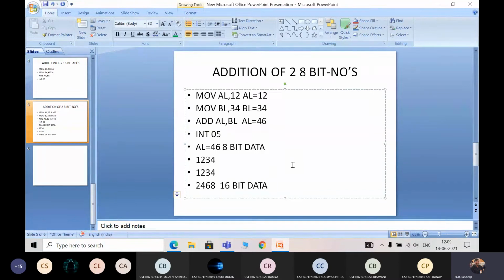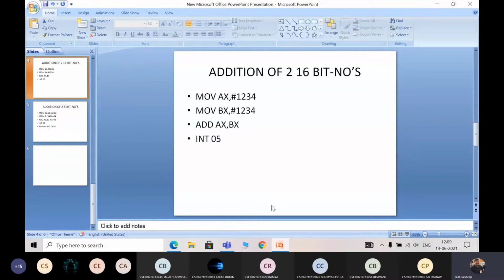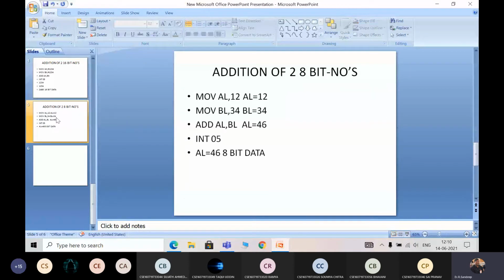It is also a 16-bit data. So when you are performing this kind of programs, there may be 2 marks questions they will ask from this. So here you will get 1, 2, 3, 4 and 1, 2, 3, 4. The output will be 2, 4, 6, 8. It is a 16-bit data. In that case, we will use this hash symbol which is used for representing the immediate addressing mode.